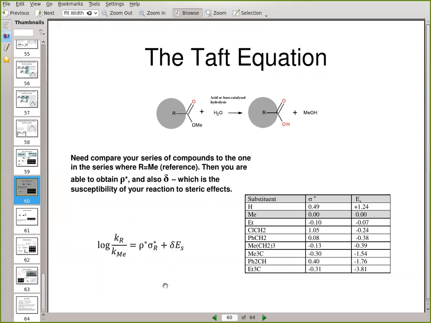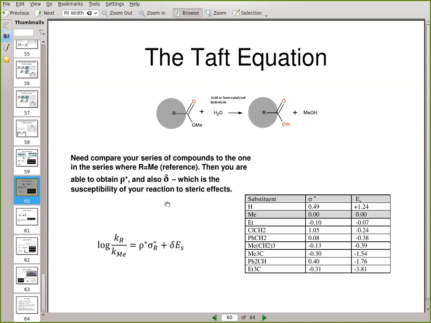So if you get a rho and a delta, then you will know exactly how polar substituents affect the reaction, and you will know how the steric parts fit the reaction. So the Taft equation enables you to obtain rho star and delta, which are the susceptibility of your reaction to polar effects and the susceptibility of your reaction to steric effects.